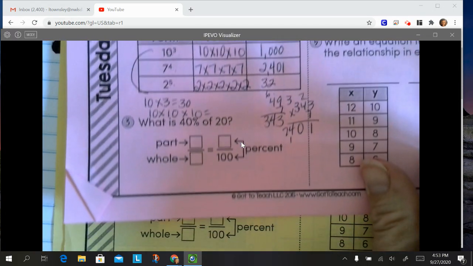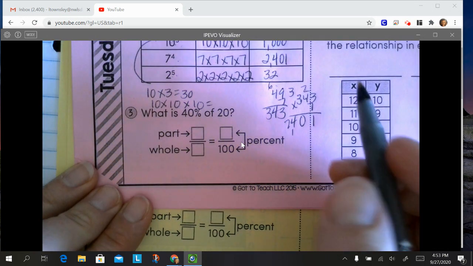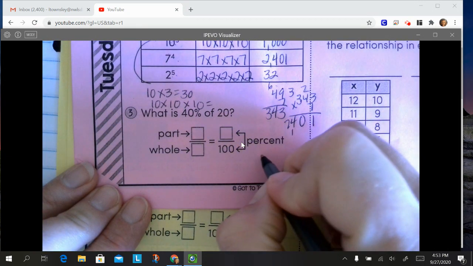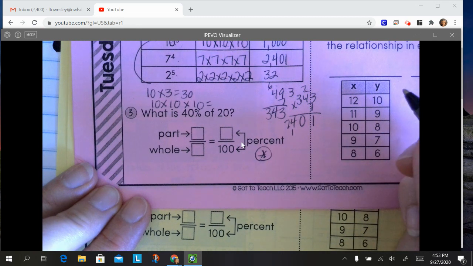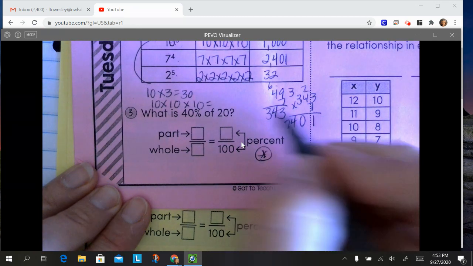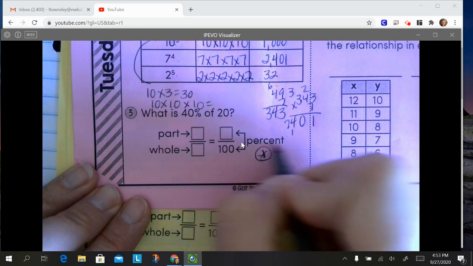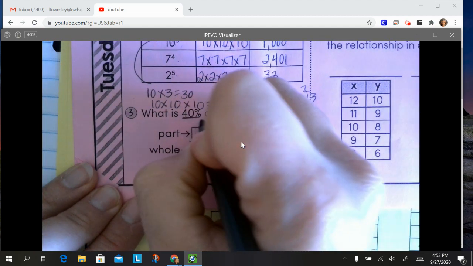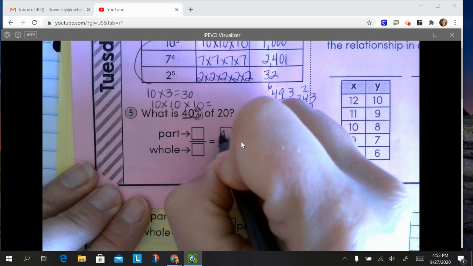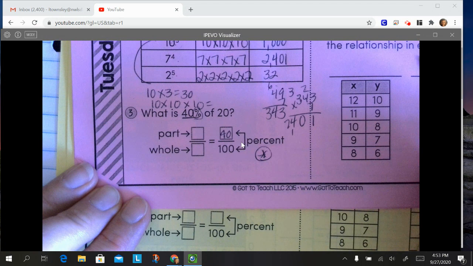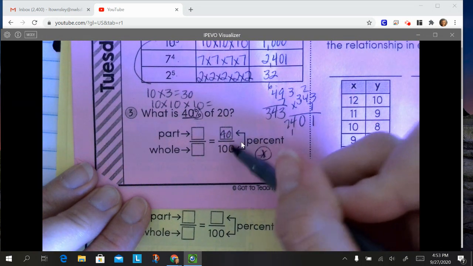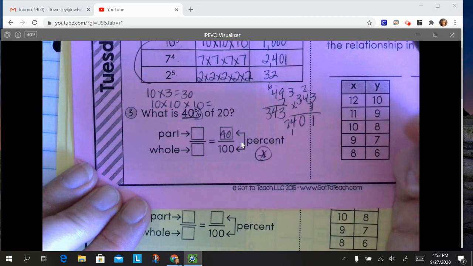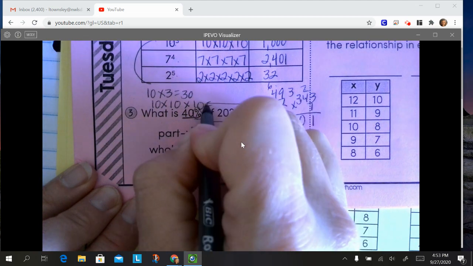All right. The next one is, what is 40% of 20? And we're not going to solve for this today. I just want to go ahead and show you how to set it up. Okay. So the percent is on this side and it says 40%, and you know it's the percent because you have the percent sign right there. So that part goes there. It's 40%, 40 over 100. Okay. Now it says of 20.